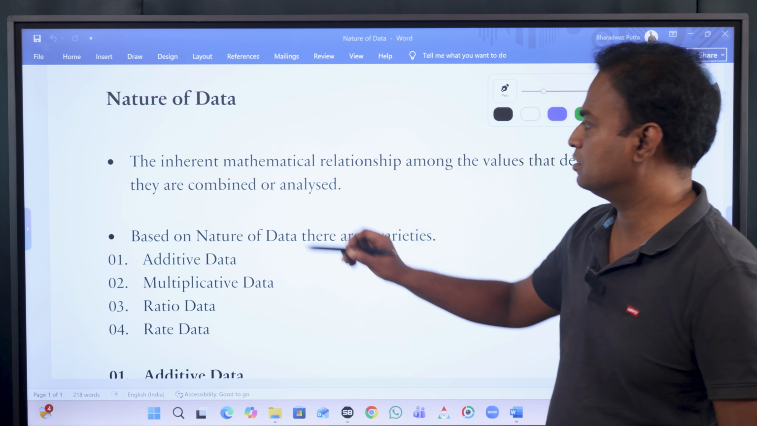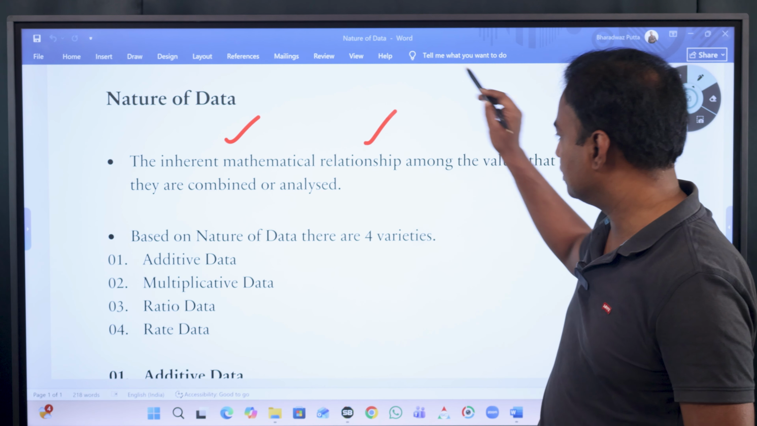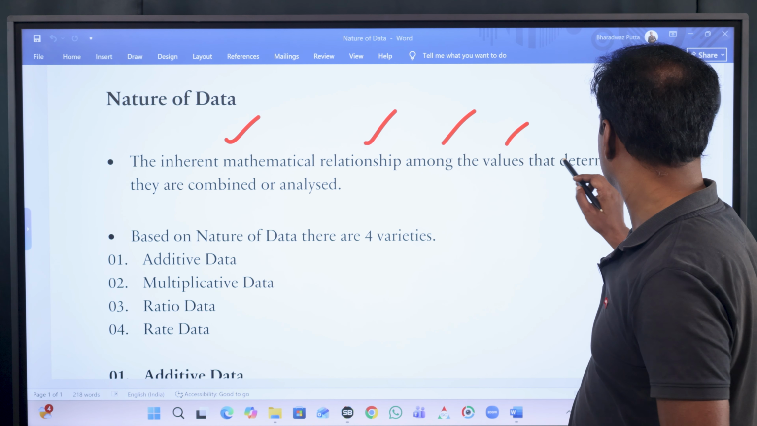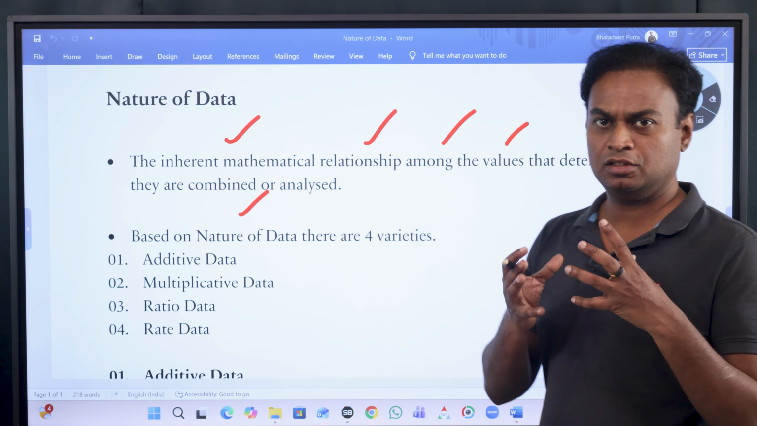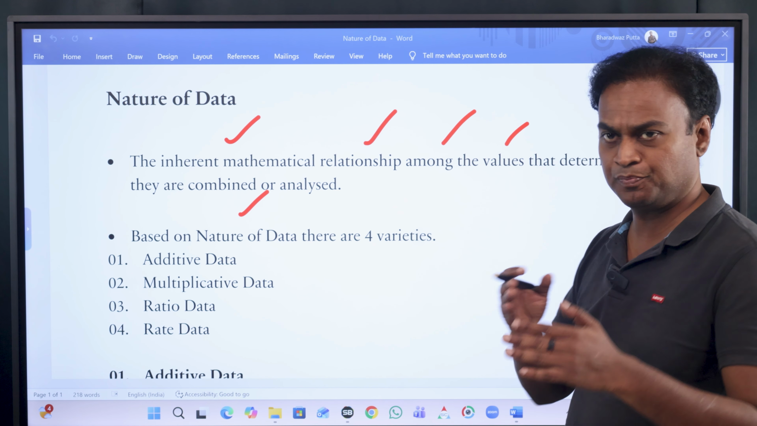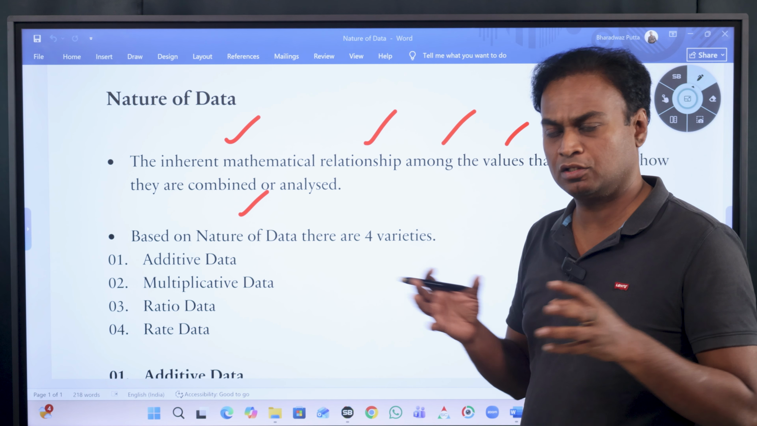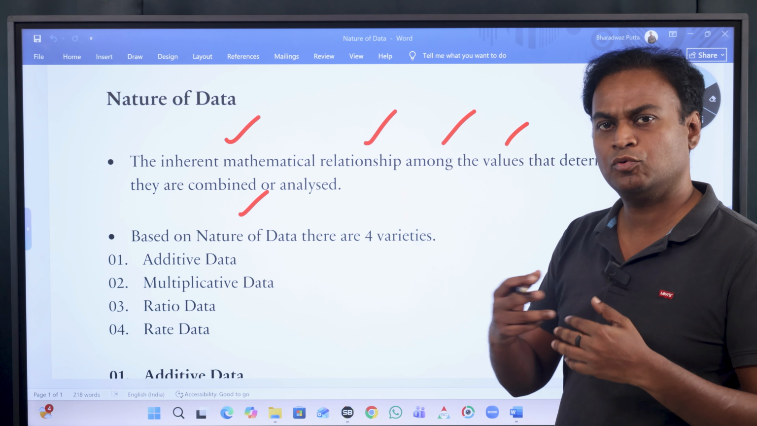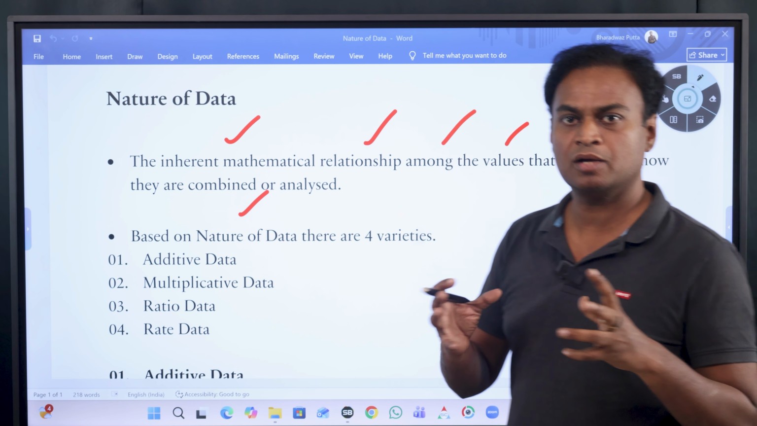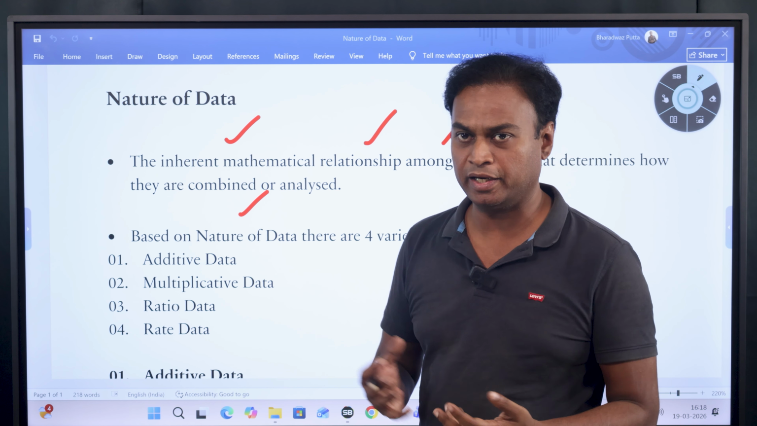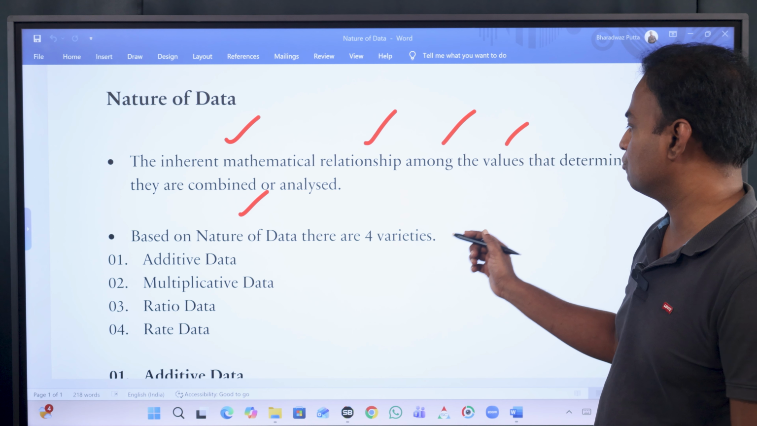Nature of data. What is the nature of data? It is an inherited mathematical relationship among the values that determines how they are combined or analyzed. You have 10 data points or 10 observations. How these data points are related to each other determines how they can be analyzed and how they can be combined. Based on the nature of the data, there are four variants.